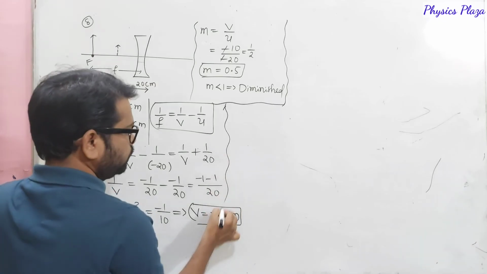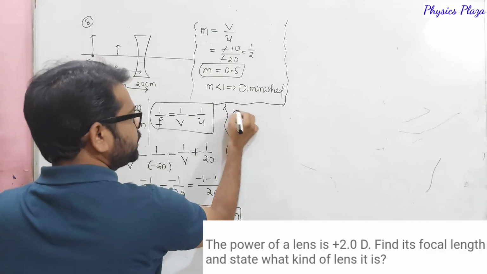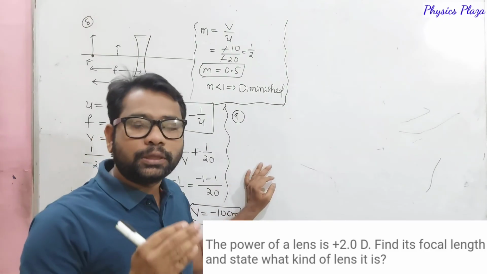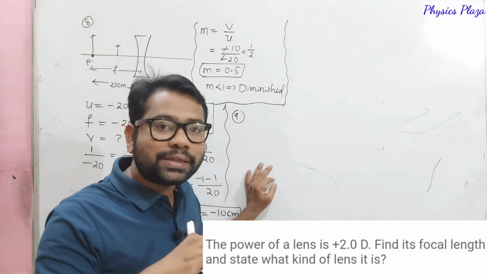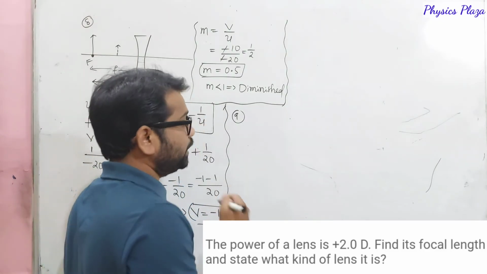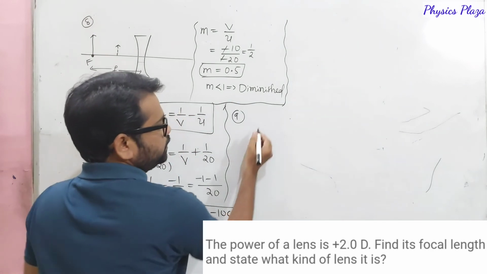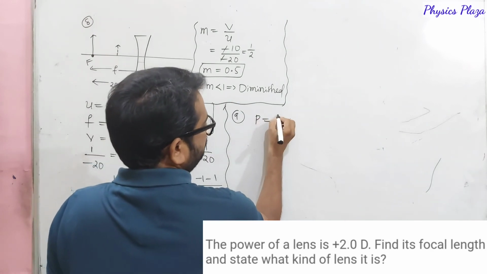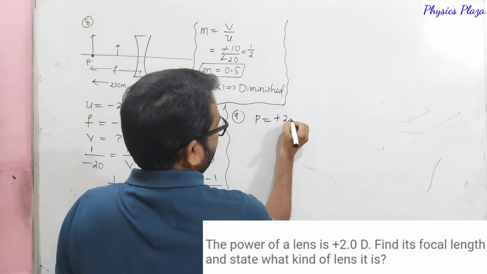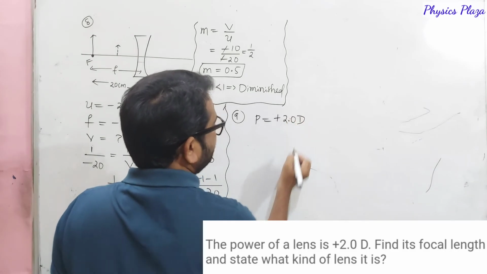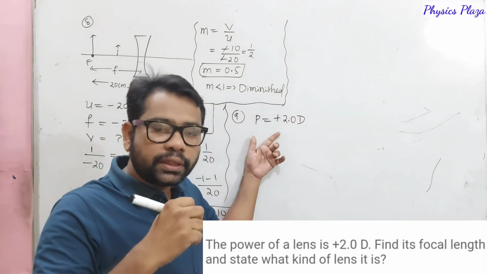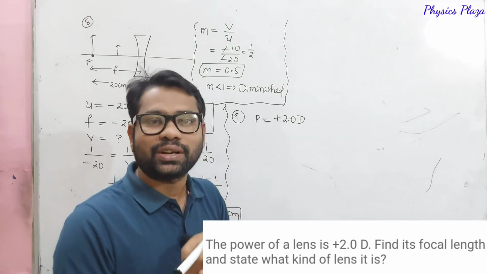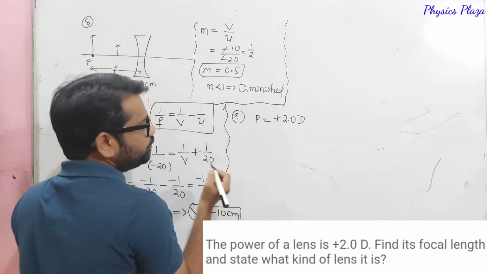Okay. Now, numerical 9, children. Here it is given that the power of a lens is plus 2D. D means what here? Diopters. So power is given as plus 2, that is 2D only. Then it is asked to find the focal length of that particular lens and its nature also. Fine, children, we have a relation.